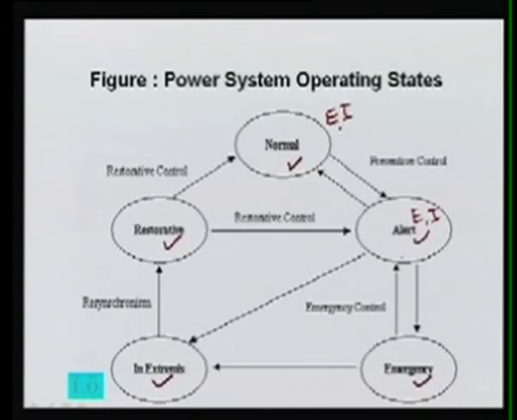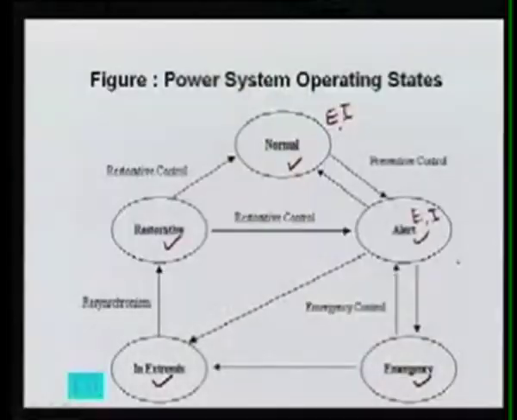Then it will go to your extremis or it may go in the emergency case. So this alert means that a power system operator must be alert, that in the event of the next contingency, your system will certainly go into the emergency or other condition which we don't want.